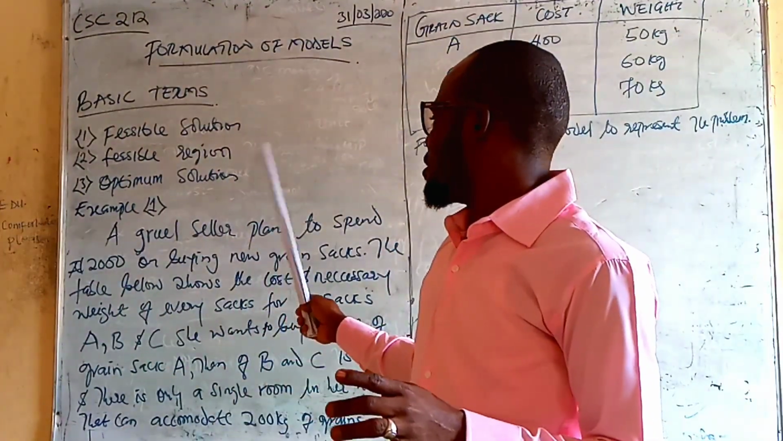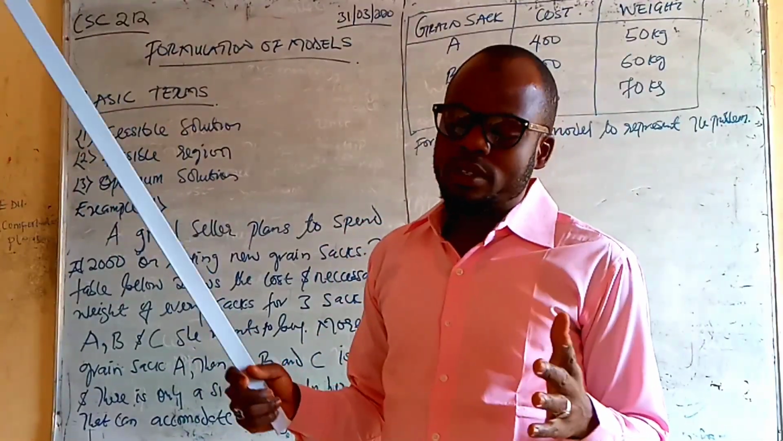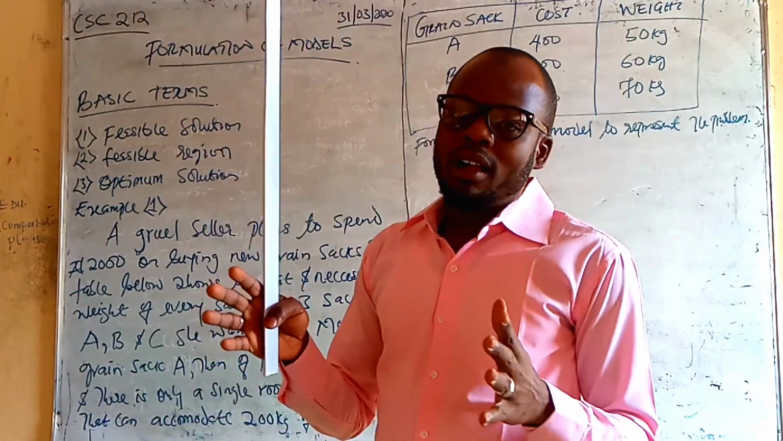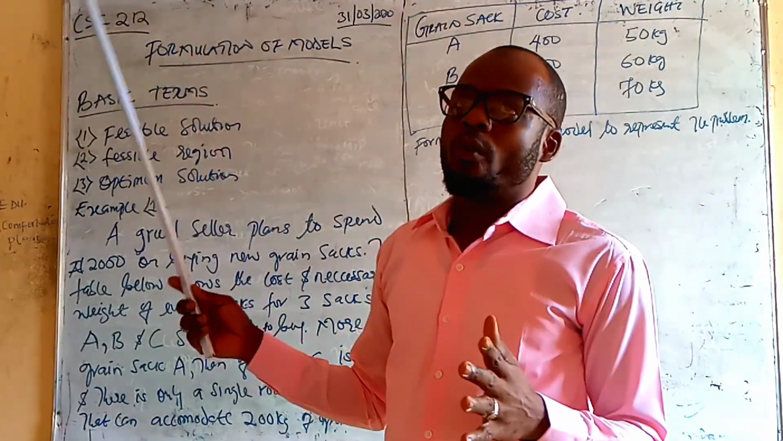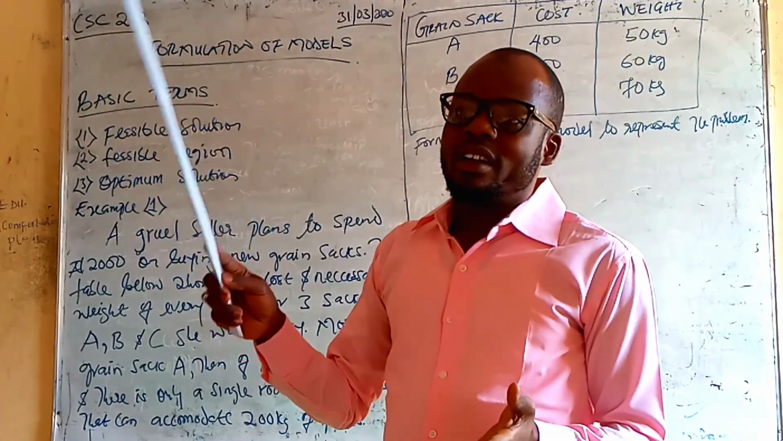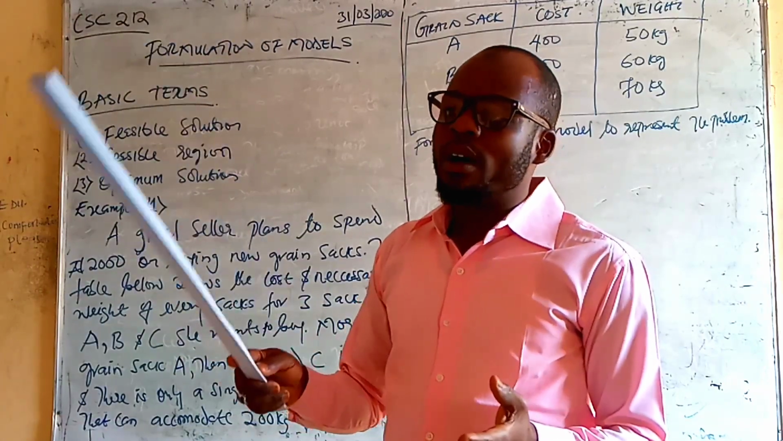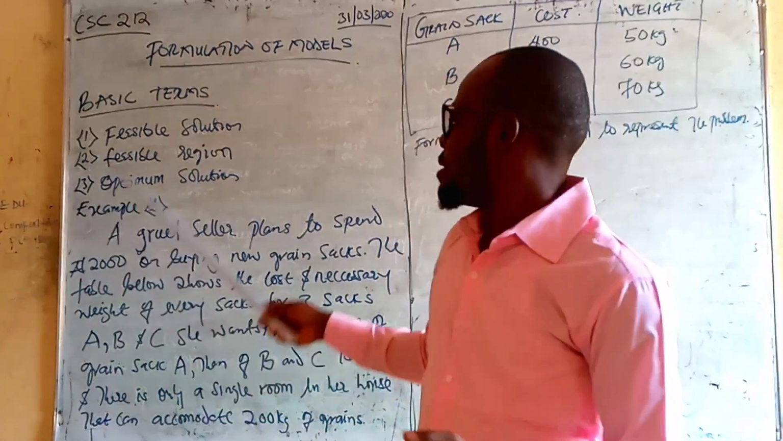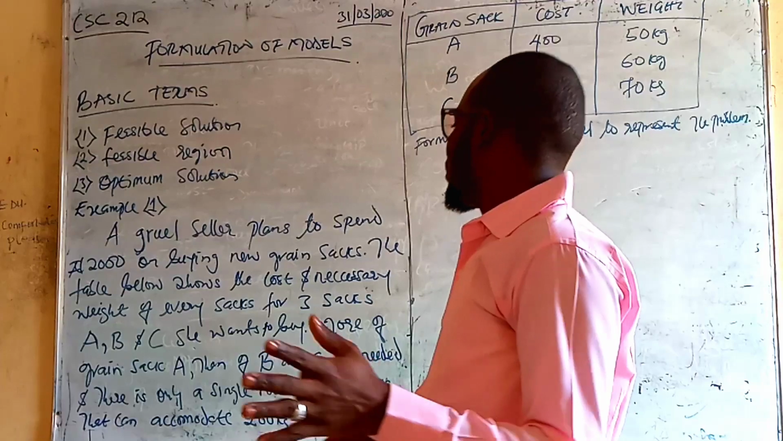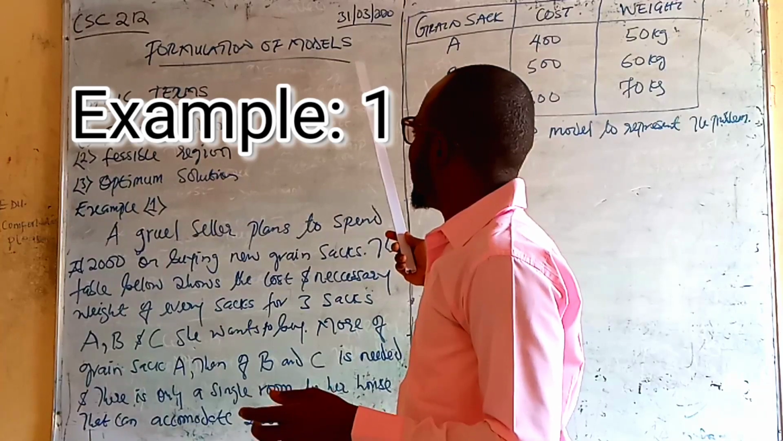Then the last is the optimum solution. When we say an optimum solution, that is any feasible solution whose objective function value is greater. That means in the maximization problem, the value will be higher. Then in the minimization problem, the value will be the smallest. So this is just the definition of some basic terms. Now we are going to start solving examples on how to formulate models.